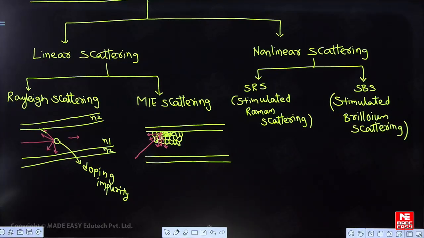When the light propagating through a fiber hits the impurities and diffracts the light in all directions. Second point.